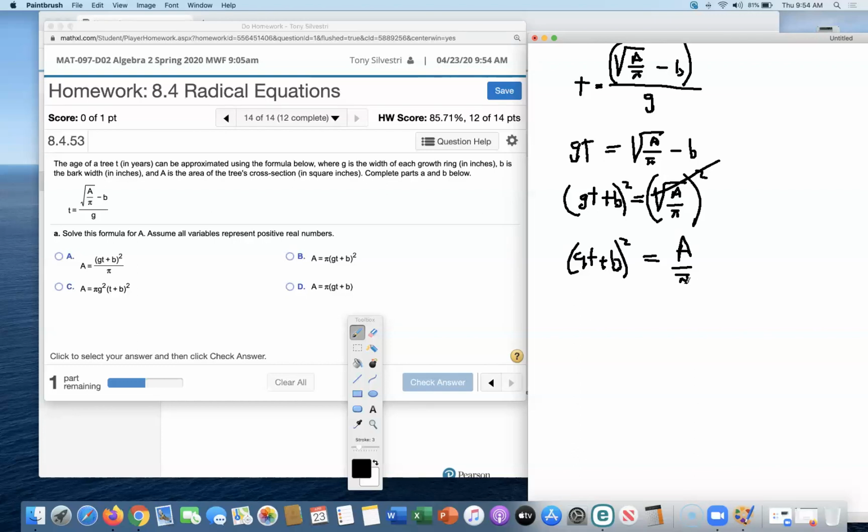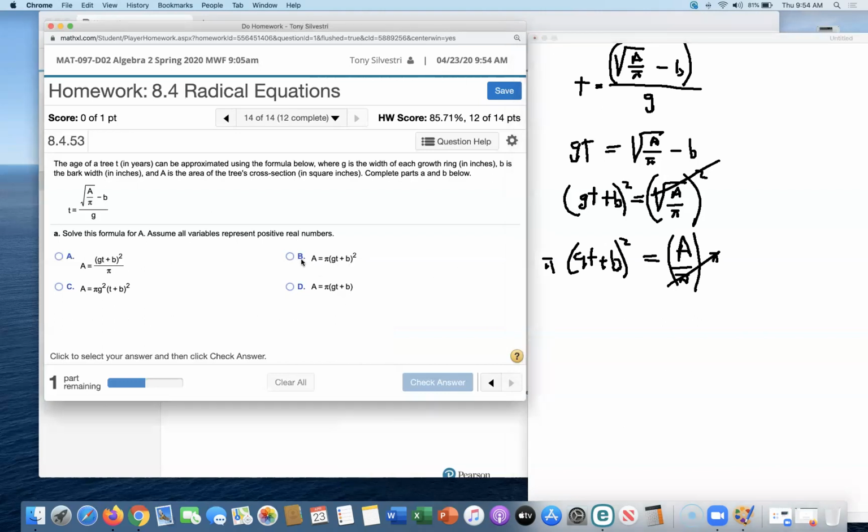Anyway, we're not done yet. What you're going to do is multiply this by pi because A is being divided by pi. The pi's cancel. Whatever you do on one side, you do on the other. This entire expression, multiply by pi, and it looks like A equals this guy. Boom.